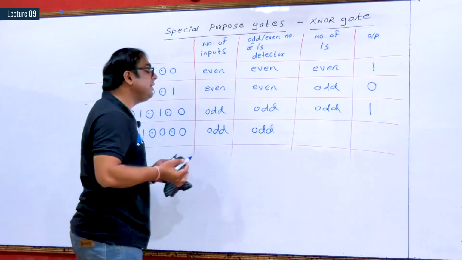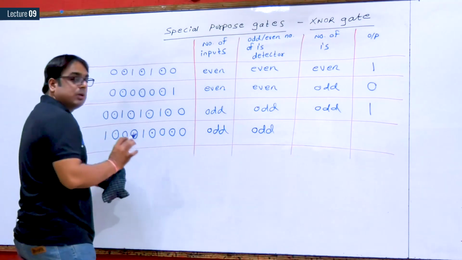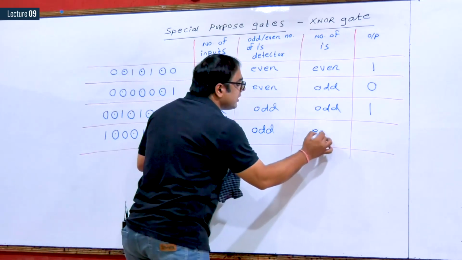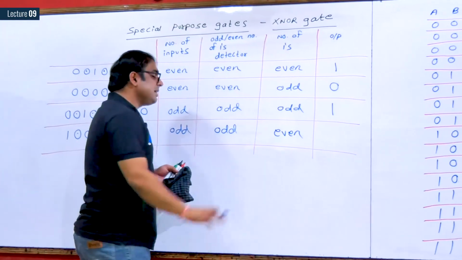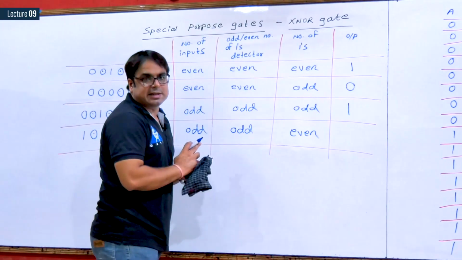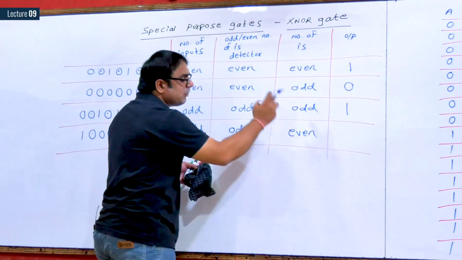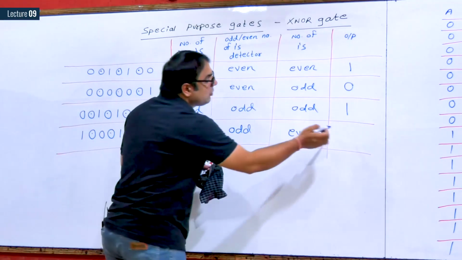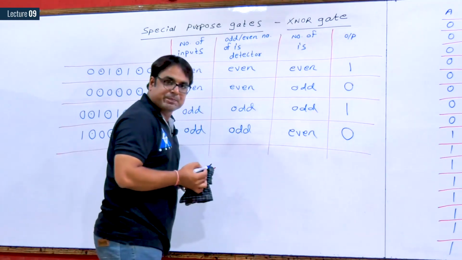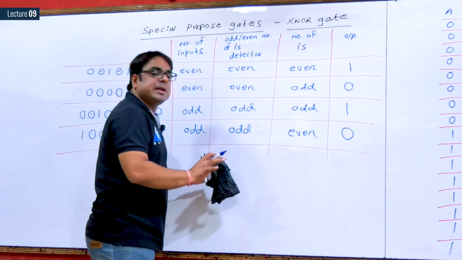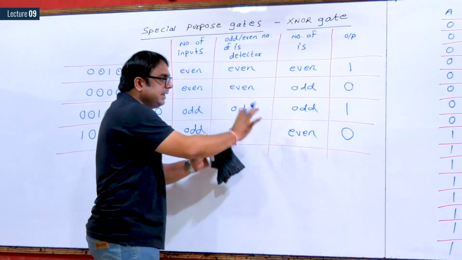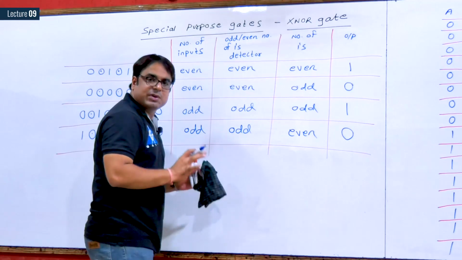Now, let me check how many ones are there. 1 and 2, even. Even number of ones are there. It is odd number of ones detector, but number of ones is even, so it will not be detected. So, it is simply that the conclusions are being used in this simple way.